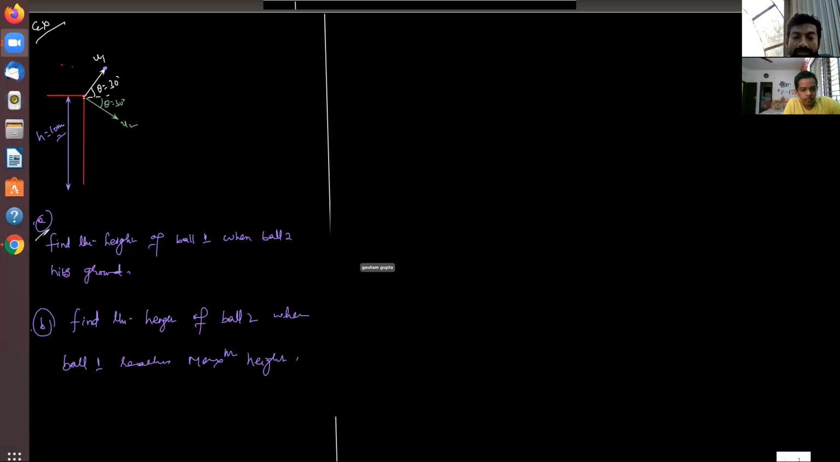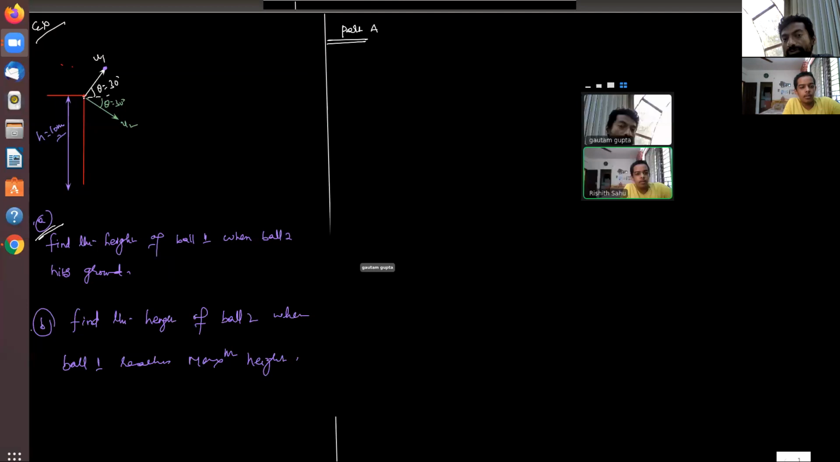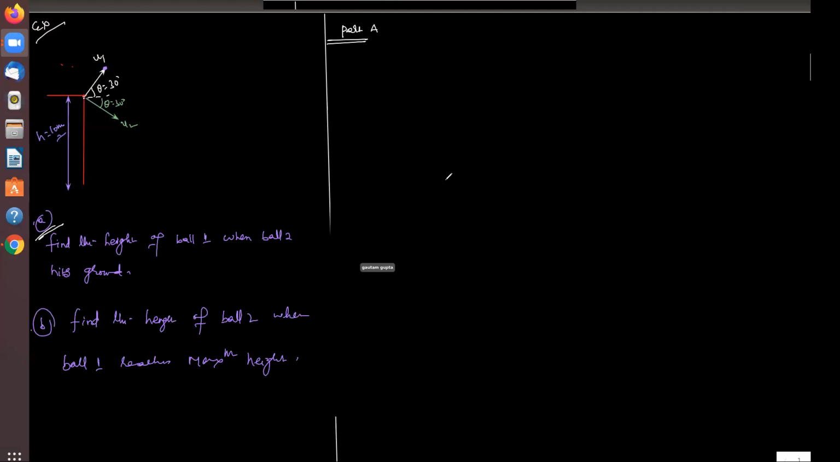So let's say we start with the first part. So part A. So you have to find out the height of ball 1 when ball 2 hits ground. How will you, what will be your approach? First, we can find the time taken by ball 2 to hit the ground. So how will you find that? So let's say first analyze the motion of ball 2. So ball 2's motion. Okay. So how will you find the time of flight? So again, you have to go by X motion, Y motion. Okay. So ball 2's X motion and Y motion.